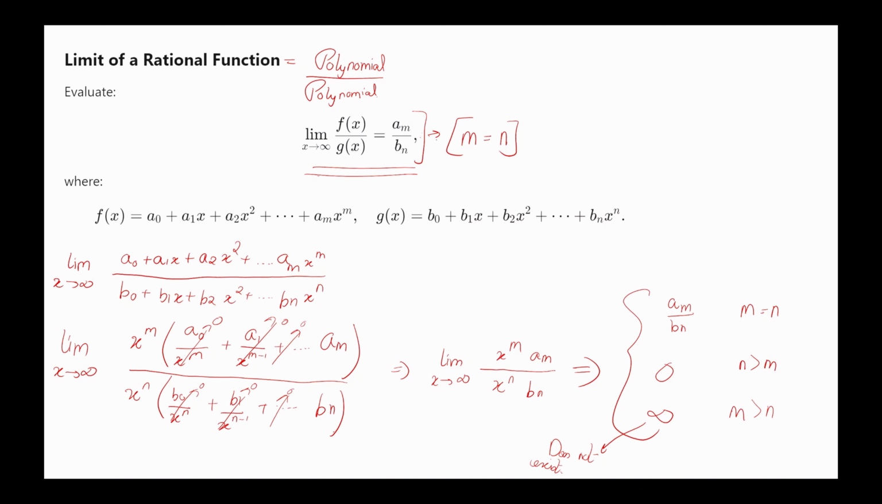Let's say x had been tending to 0. If x had been tending to 0, I wouldn't be required to take any x as common. Simply, I could have put x as 0 in the function. I would have gotten a naught by b naught as my answer. So keep this thing in mind: the difference as to how you must solve your questions whenever you have, let's say, x tending to 0 or you have x tending to infinity.